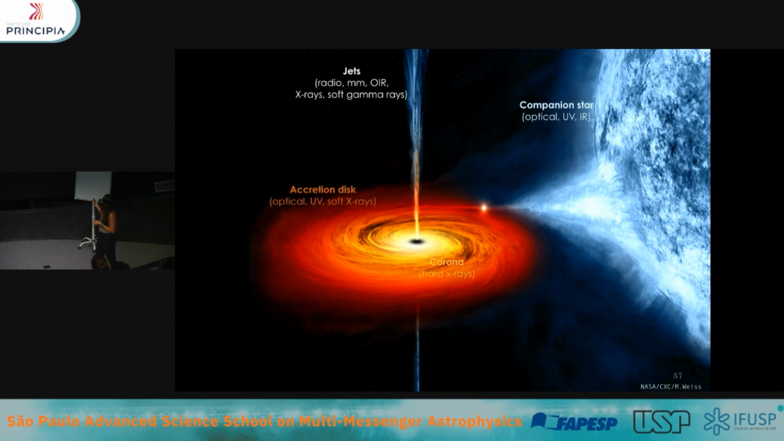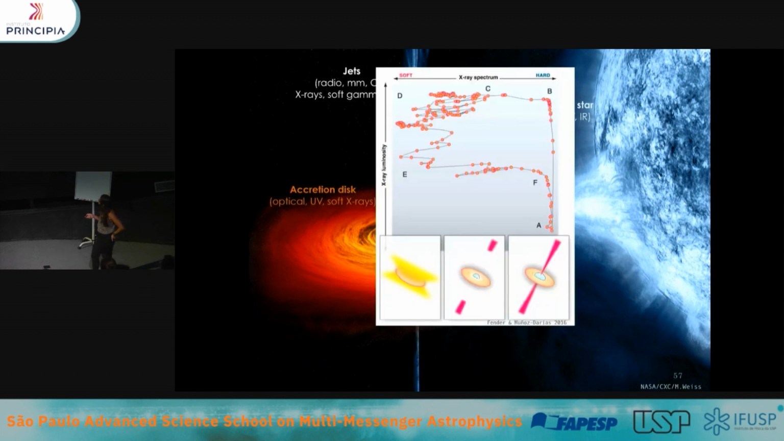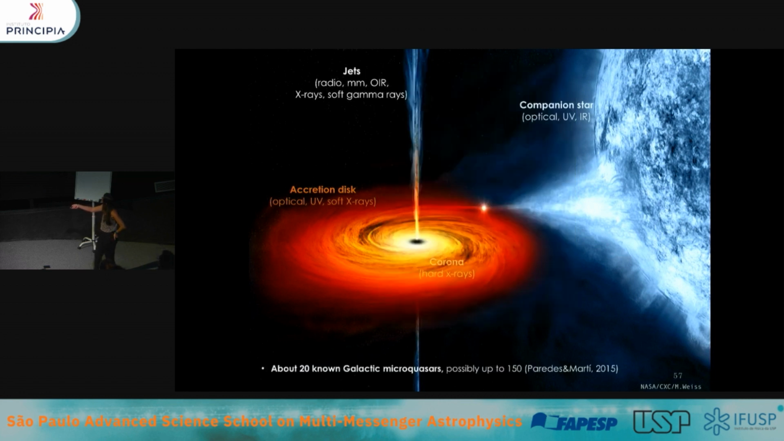So you have your companion star that provides your optical and ultraviolet photons, the accretion disk that is basically detected in optical and ultraviolet, X-rays. Then you can have the corona here that is measured in hard X-rays, and then the jets that are measured in a lot of different states. And for the moment we know about 20 microquasars in the galaxy, but the population study says that they could be up to 150.